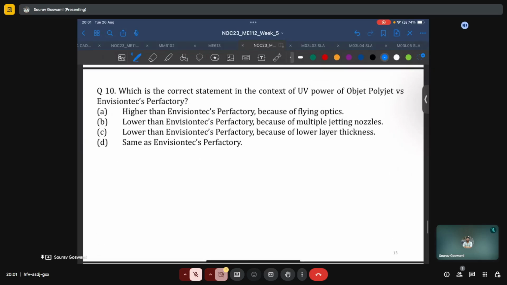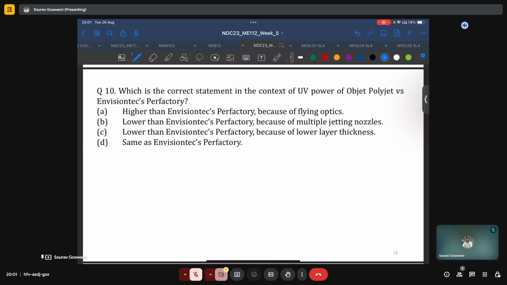The 10th question is asking us, what is the correct statement in the context of UV power of Objet PolyJet versus EnvisionTEC Perfactory? Remember that both of these processes use a UV power source. Is the UV power of Objet PolyJet higher than EnvisionTEC Perfactory because of the flying optics? Is it lower than Perfactory because of multiple jetting nozzles? Is it lower than Perfactory because of lower layer thickness, or is it the same?